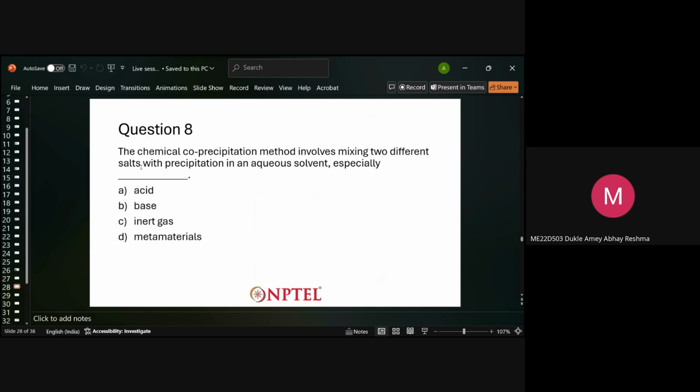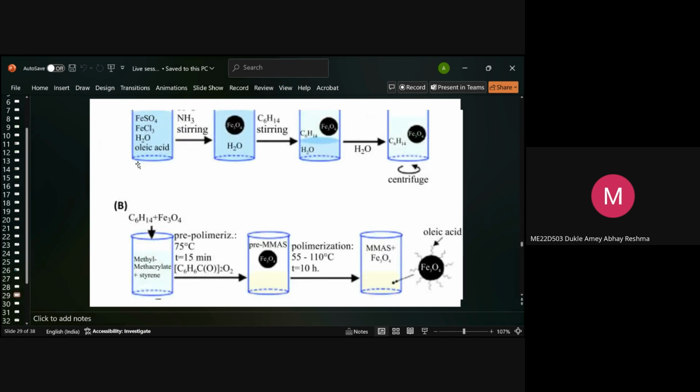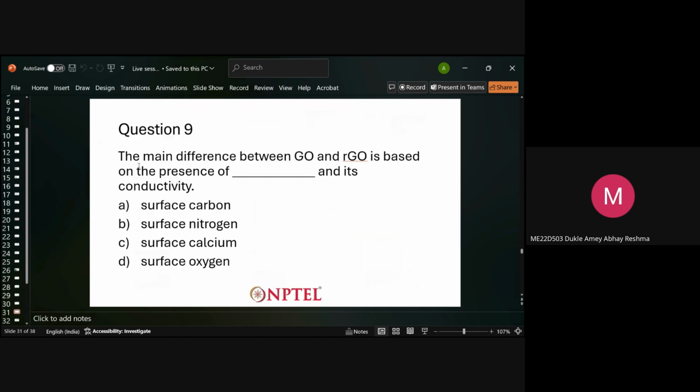So the next question, chemical co-precipitation method involves mixing two different salts with precipitation in an aqueous solvent, especially acid, base, inert gas, metamaterial. So the answer here is a base, because you can see from this process. So basically, you use the two salts, and then you use ammonia, which is the base, for stirring, and then you get the nanomaterial.